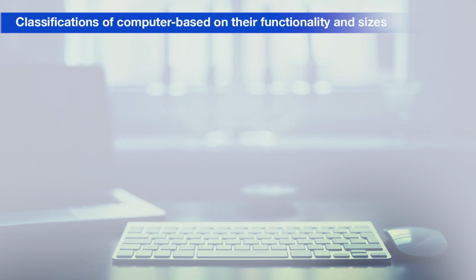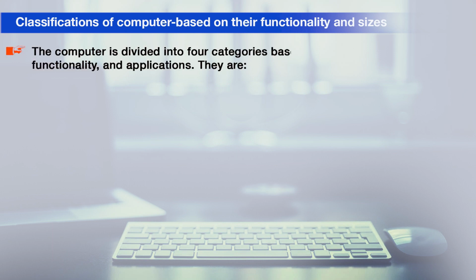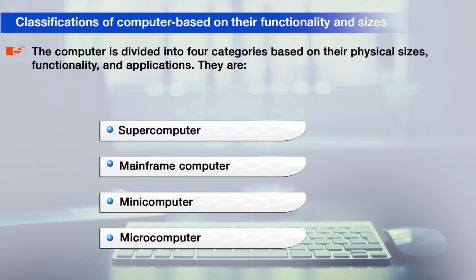Classification of computers based on their functionality and sizes. The computer is divided into four categories based on their physical sizes, functionality and application. They are supercomputer, mainframe computer, mini computer, and microcomputer.